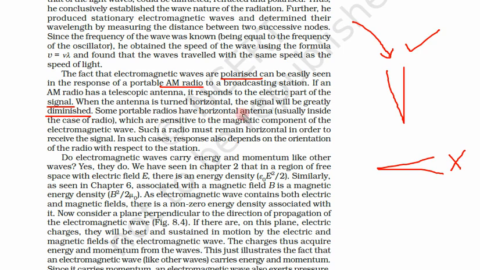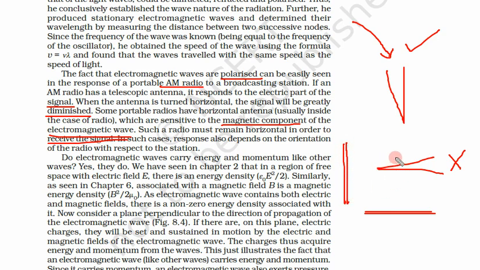Some portable radios have a horizontal antenna, usually inside the case of the radio. So now if we have a horizontal antenna, it is sensitive to the magnetic component of the electromagnetic wave. We have already seen that electric and magnetic fields are perpendicular to each other. So if this is the direction of the electric field, this is the direction of the magnetic field. So this horizontal antenna will catch the magnetic component of the electromagnetic wave. Such a radio must remain horizontal in order to receive signal, because we have set our radio to be horizontal. If we make it vertical, it will not catch the signal.